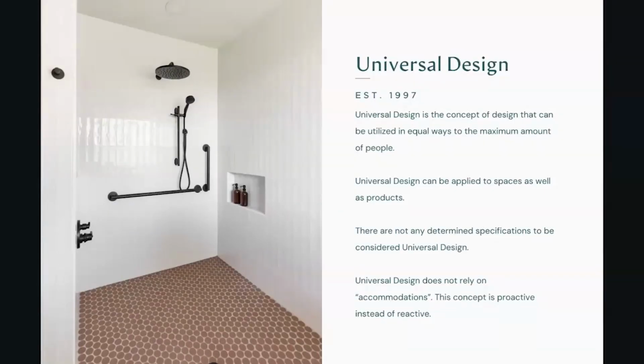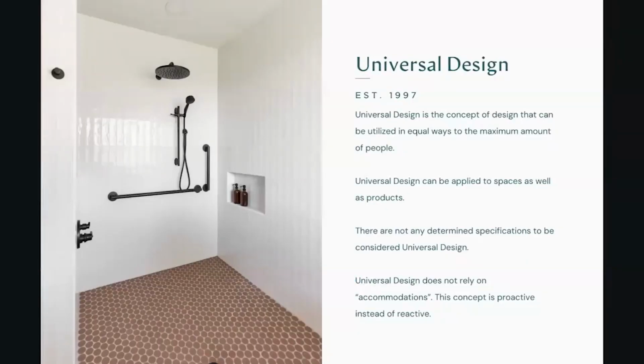There's not any determined specifications for universal design. So universal design really relies more on that concept, where ADA design is going to rely on measurements, guidelines, or actual hard numbers. You can actually find those numbers in the ADA documentation, where universal design is more of a checklist. Universal design also does not rely on accommodations.